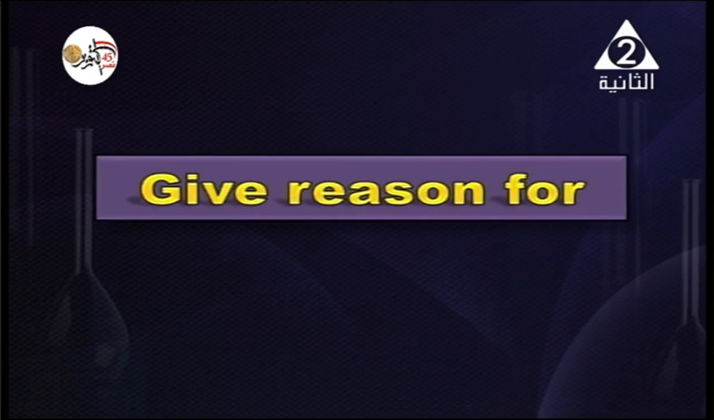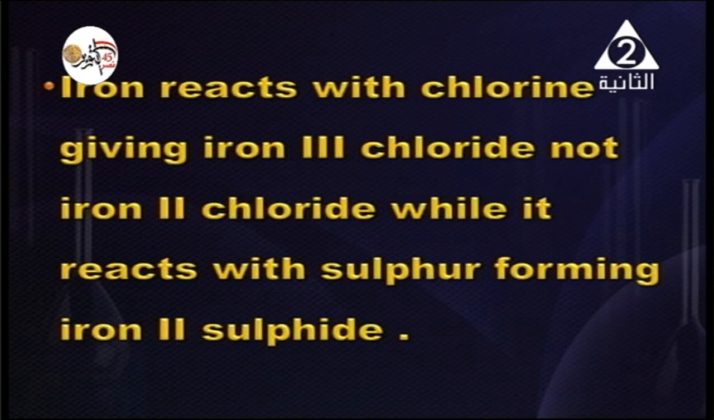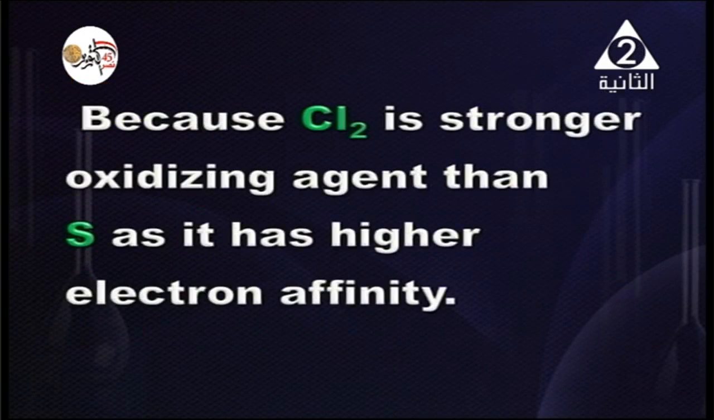Next type of question is give reason for the following. Iron reacts with chlorine, giving iron(III) chloride, not iron(II) chloride, while it reacts with sulfur, forming iron(II) sulfide. The reason for that is that chlorine is a stronger oxidizing agent than sulfur, and the reason for that is that chlorine has a higher electron affinity than sulfur.